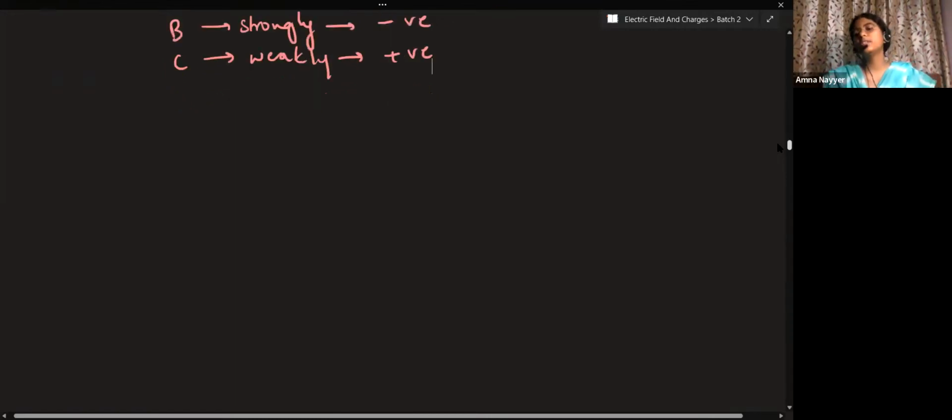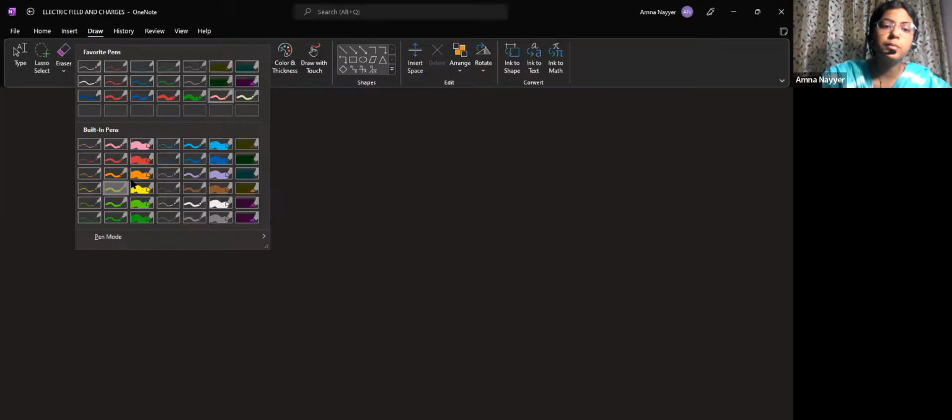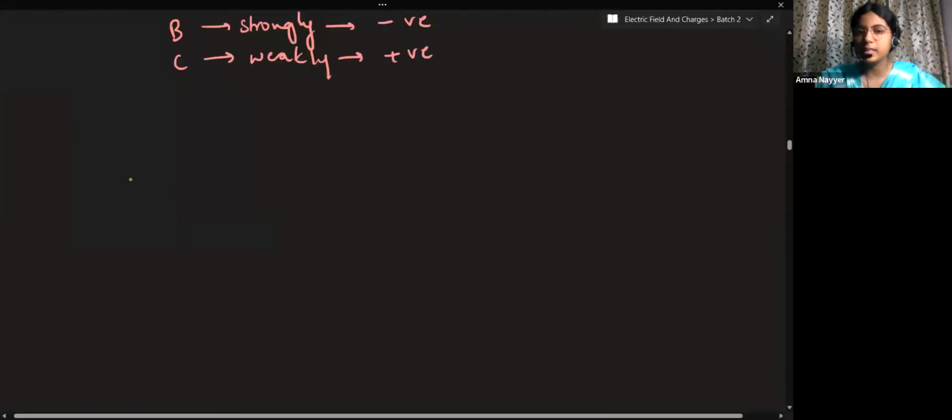Now, see, this was the first method, charging by friction, where two bodies were rubbed against each other, and the transfer of electrons occurs. Now, see, we have the second method. As I've told you, there are three methods. So the second method is charging by conduction.